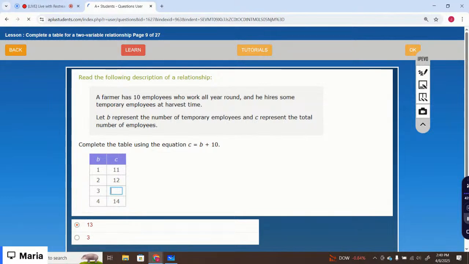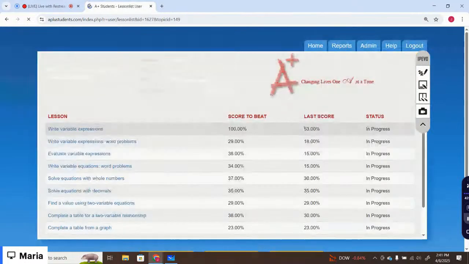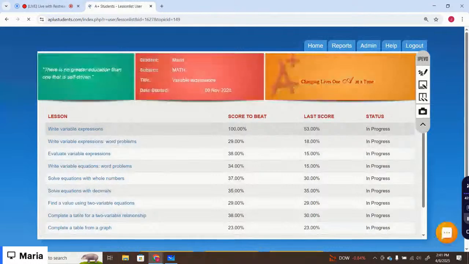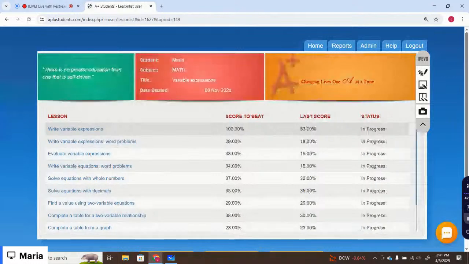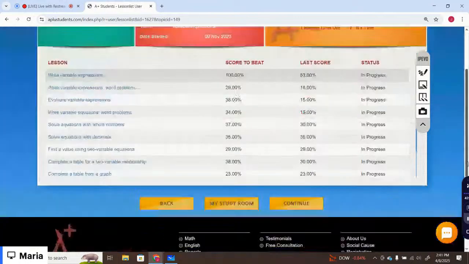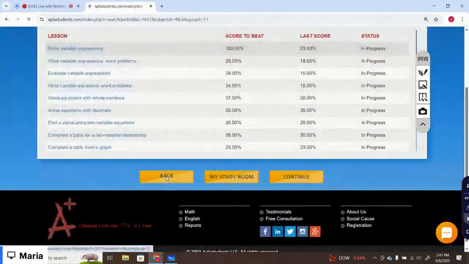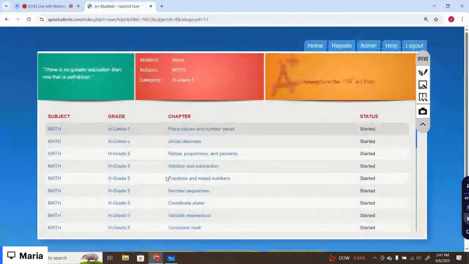So we were working on day 5 math. The chapter we're working on is variable expressions. The lessons we have covered today are solve equations with whole numbers, solve equations with decimals, find a value using two variable equations, and complete a table for a two variable relationship. So please make sure before the next session you complete all the practice questions for the lessons we just did. That is your homework until next session.